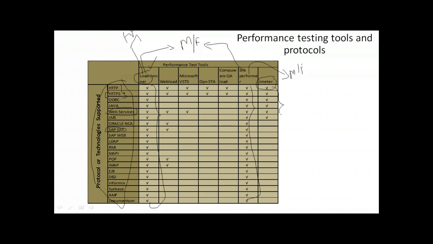It supports a handful of protocols. When I prepared the chart, this was the list, and there is JMeter 5 as well. So I don't know if they have added new protocols, but this is what it was when I prepared it. HTTP, HTTPS, ODBC, Java, Web Services, and JMS protocol are supported by JMeter. And there is Compumate, QLoad, OpenSTA, Microsoft VSTS, WebLoad, and other popular tools, and Microsoft VSTS is there.